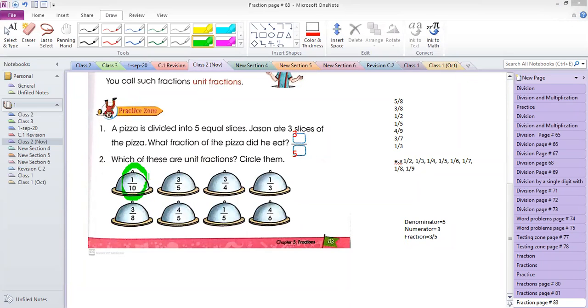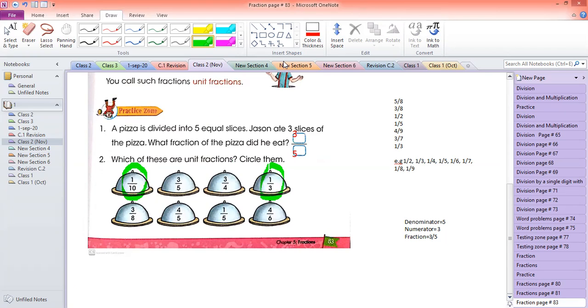After 1 over 10, which is the unit fraction? Tell me that fraction. After 1 over 5, which is the unit fraction? 1 over 3, very good. Because this is 3 over 5, it's non-unit. This is also non-unit, 3 over 4. Here you have 1 in the numerator, so this is a unit fraction. You will circle this also, 1 over 3.